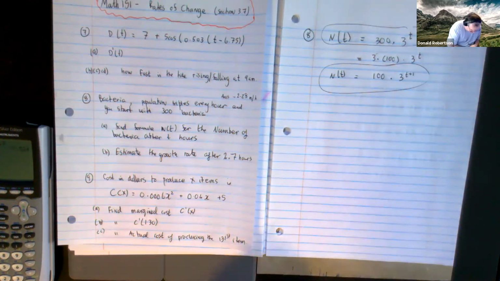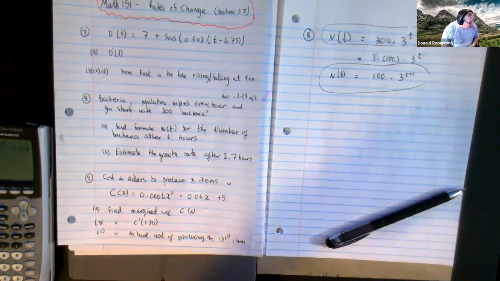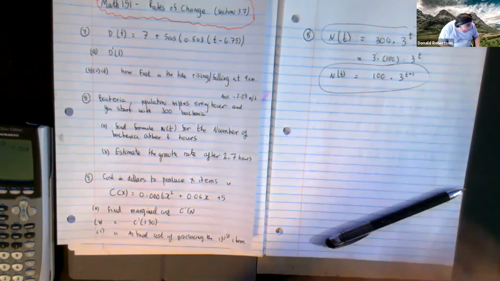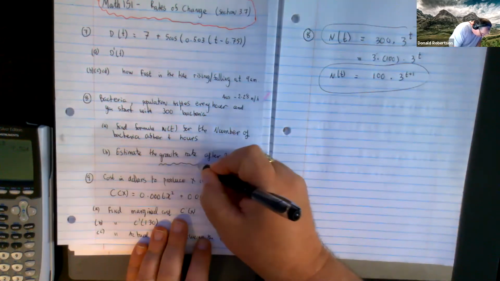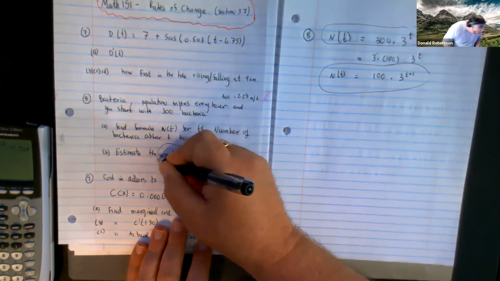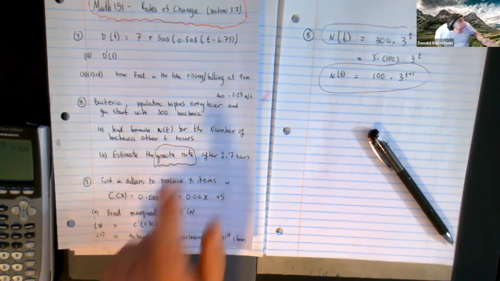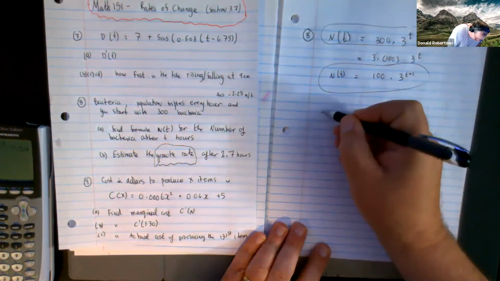And then it asks us to find the rate of change. And they don't ask it by saying, find the rate of change at 2.7. They just hit you with the question, estimate the growth rate. Well, you're going to say, where's the rate of change? There's the rate of change. Estimate the rate means you're going to be finding a rate of change. So let's differentiate this guy.